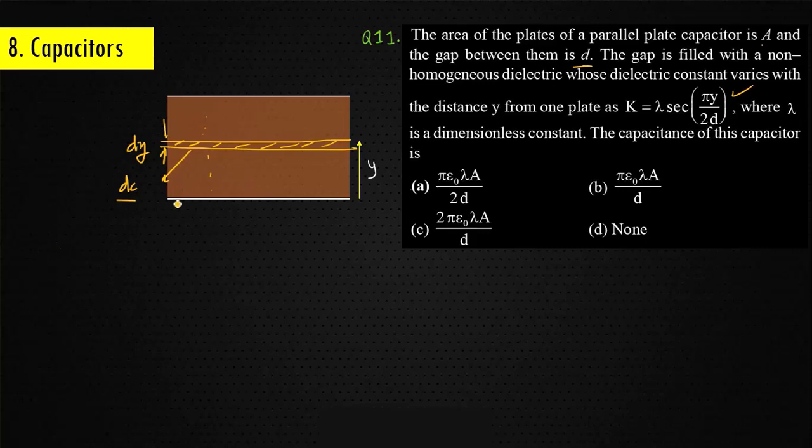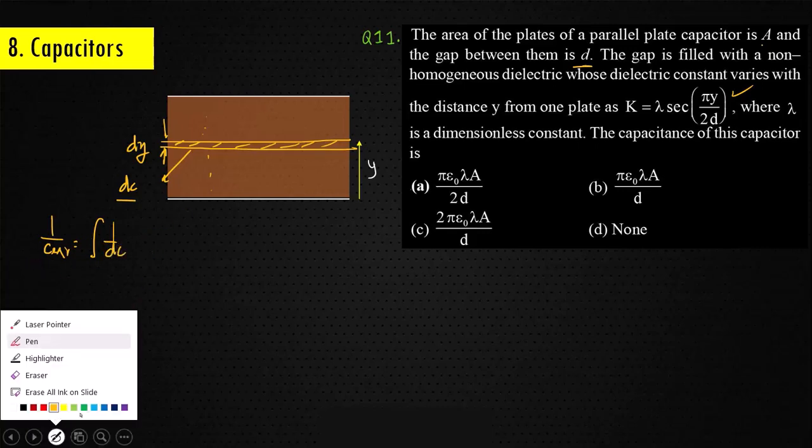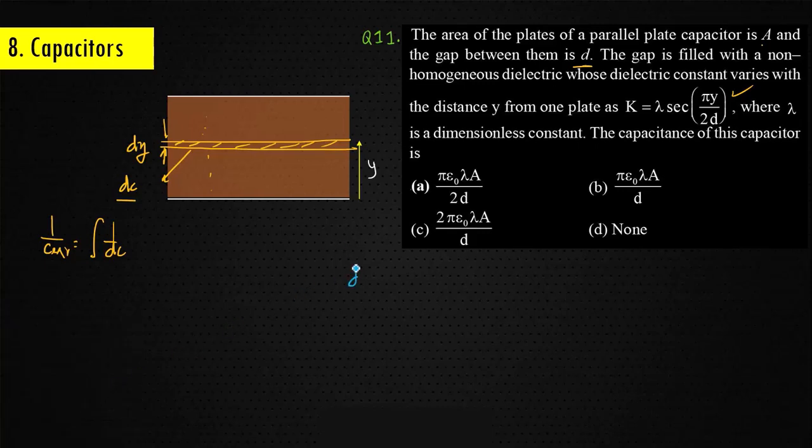So what is the C equivalent? So I can see that 1 by C equivalent should be equal to the integration of 1 by dC. So I want to calculate what the dC is. So for dC, I should use the formula that is equal to epsilon naught A by d.